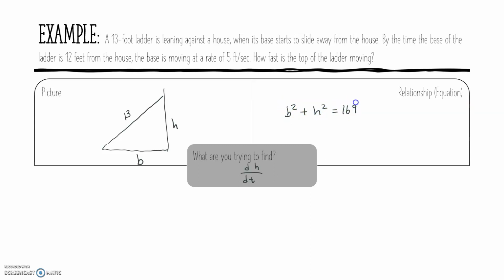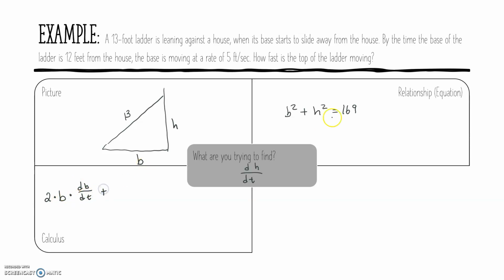I strongly recommend you don't solve that for h. I strongly recommend you do your calculus at this point. If you do solve it for h, your calculus is going to involve a lot of chain rule, and it's going to be pretty ugly. But if I do it this way, I have the derivative of b squared, which would be 2b times db dt. Derivative of h squared, which would be 2h times dh dt, equals 0.